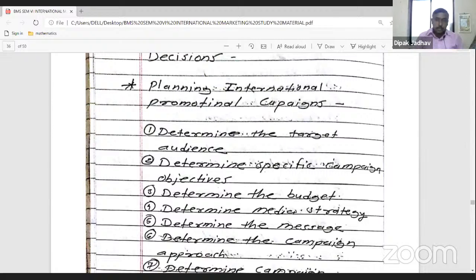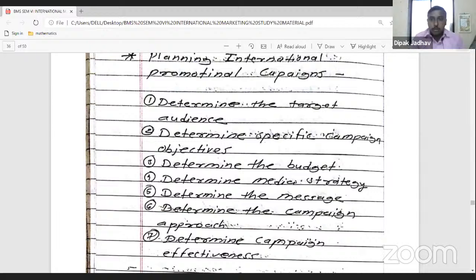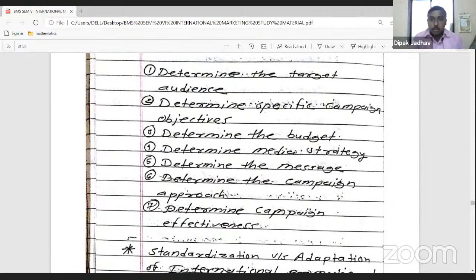Then determine the budget: what budget you are spending on your sales promotion activities. Then determine the media strategy: what media you are going to plan, and how you can best utilize it. And determine the message: what message you want to deliver to your target audience. And determine the campaign approaches. Determine the campaign effectiveness: how we can make it measurable.